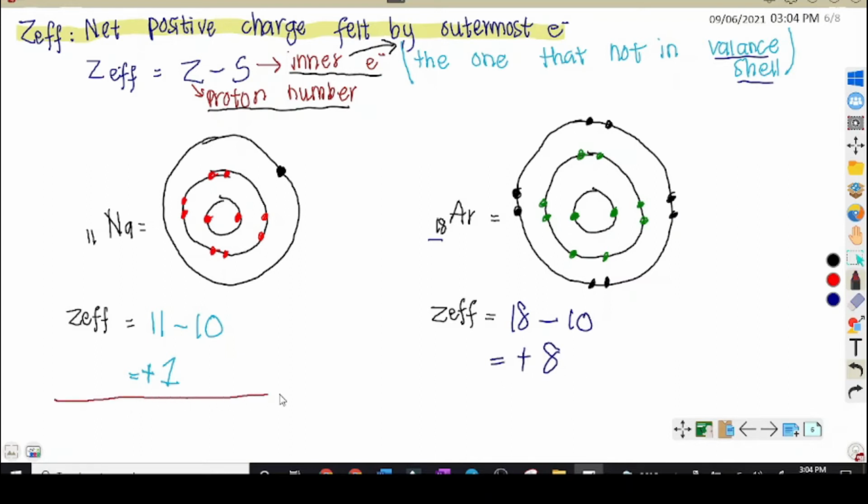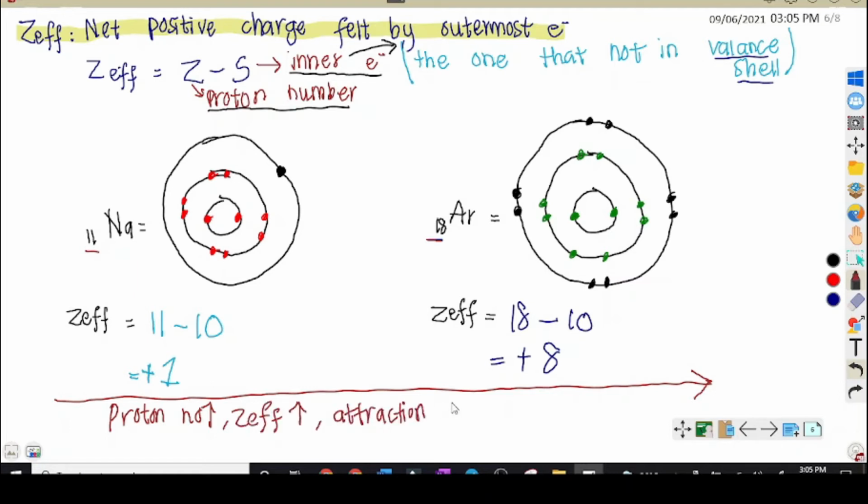To summarize, when moving across the period from left to right, we observe that the proton number increased from 11 to 18. So Zeff will increase, going from positive 1 to positive 8. So the attraction will increase as well.